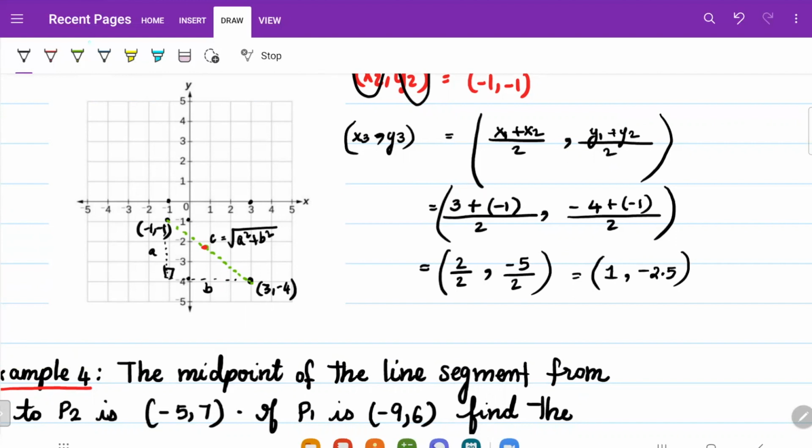So let us try to plot this, which is, this is 1 here. Let me draw a vertical line.